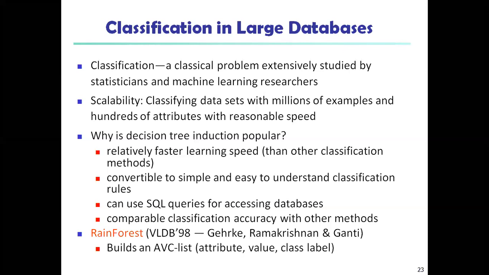Why is decision tree induction popular? This is very important. First case, relatively faster learning speed. Second, it is convertible to simple and easy to understand classification rules. Third, it can use SQL queries for accessing databases. And fourth, comparable classification accuracy with other methods. Next one is the RainForest.